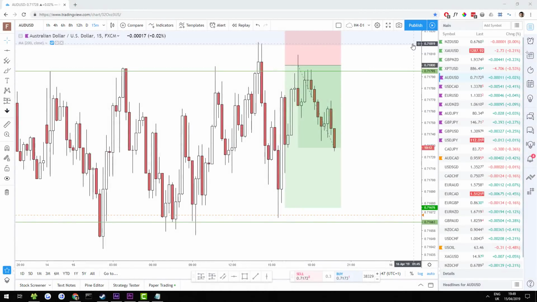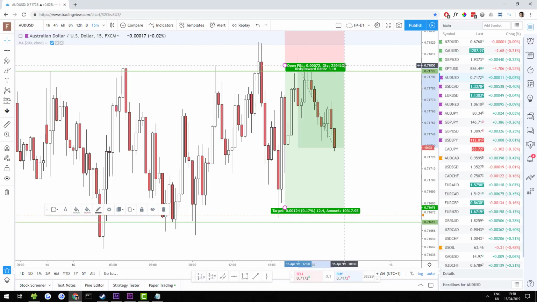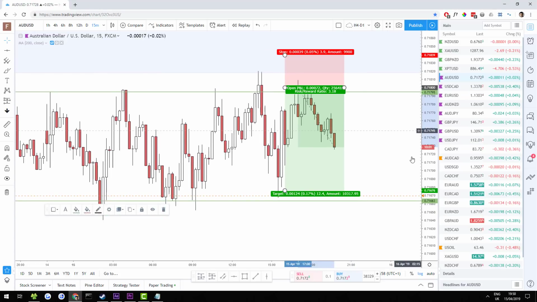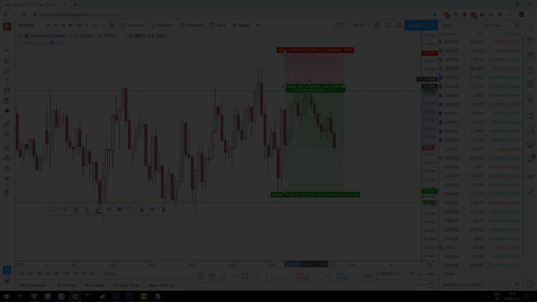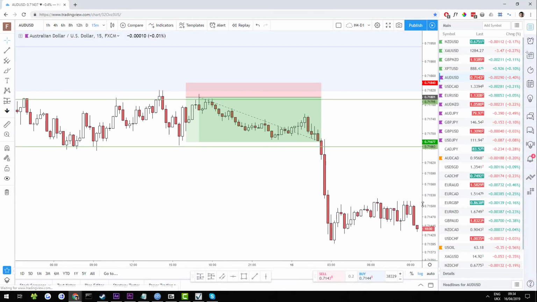All right, guys, just another quick update to this trade. As you can see, it's working its way down towards my target. It's not quite there yet, but I think it has a pretty decent chance of hitting that target sometime in the next few hours.